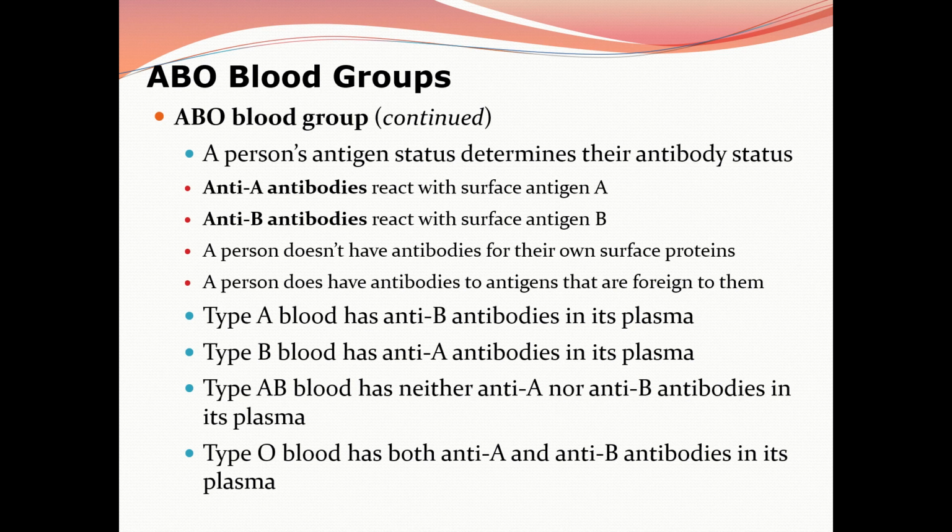Type A blood has anti-B antibodies in its plasma. Type B blood has anti-A antibodies in its plasma. Type AB blood has neither anti-A nor anti-B antibodies in its plasma. And type O blood has both anti-A and anti-B antibodies in its plasma.